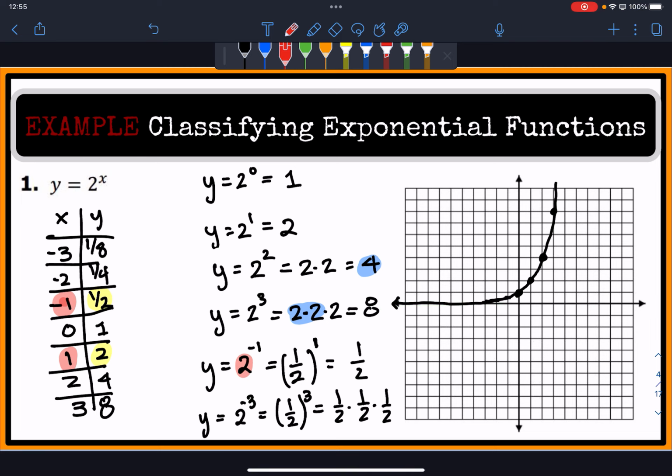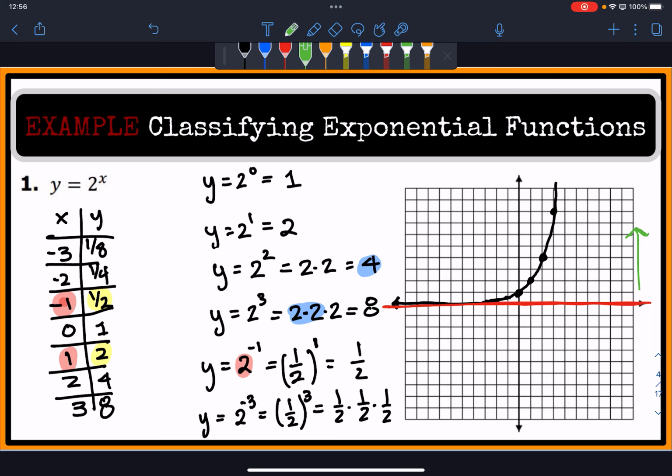Therefore, what that implies graphically is that we have a horizontal asymptote on the x-axis. So our domain here, while it could be any number that I want from negative infinity to positive infinity, our range is going to be values of y greater than 0. Our graph is only going to exist above the x-axis, which again is our horizontal asymptote.